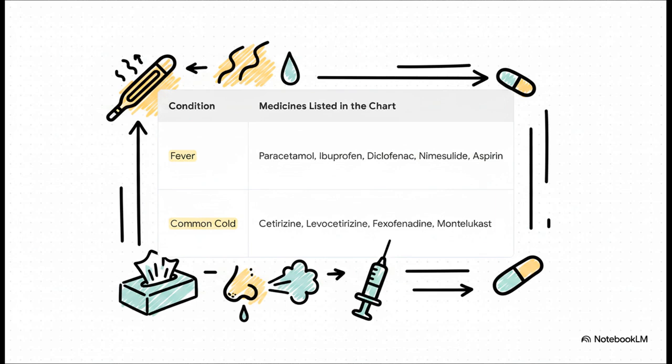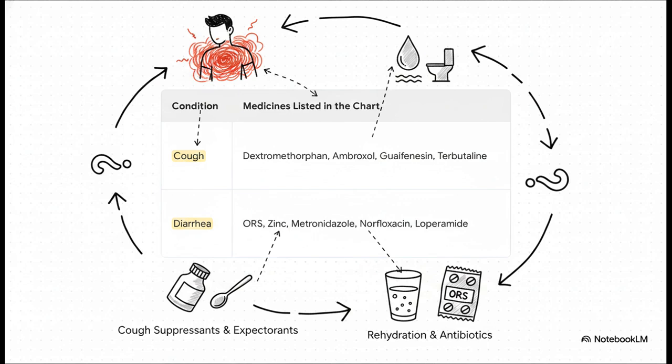Nope, not at all. One might be really tough on your stomach, another could be a bad idea if you have liver issues. The chart doesn't say a word about that. It just gives you a list, making it seem like it's an easy choice. And it's the exact same story for a cough or diarrhea. The chart just lumps everything together.